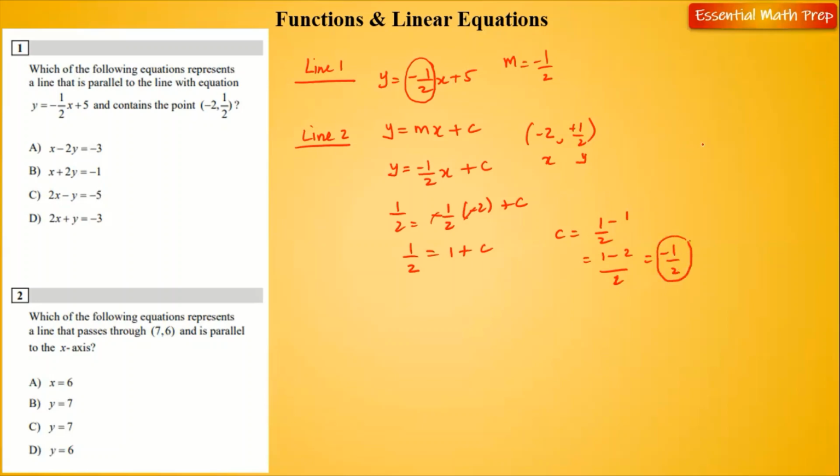So our new equation is y equals negative 1/2 x minus 1/2. If you multiply by 2 throughout, that means 2y equals negative x minus 1. If you bring x to the side, it's 2y plus x equals negative 1. Is there an equation that matches this? 2y plus x equals negative 1, and that is the correct answer.